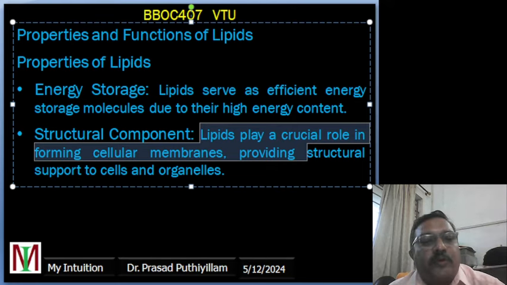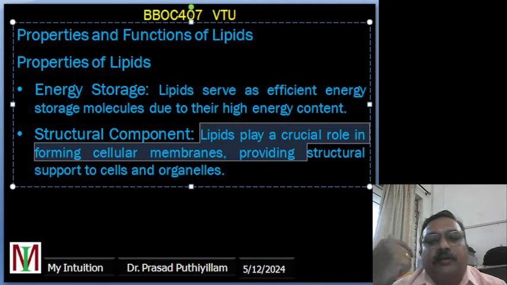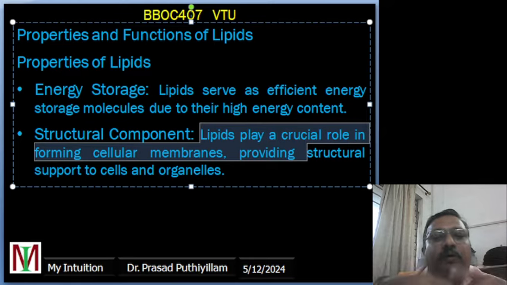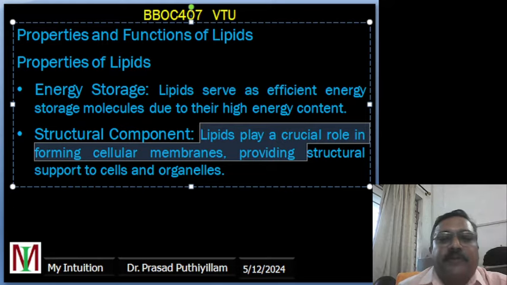And it also has some other roles, like in some organelles such as the endoplasmic reticulum or Golgi apparatus, which provide a specific function needed there. That is also there with the lipids.